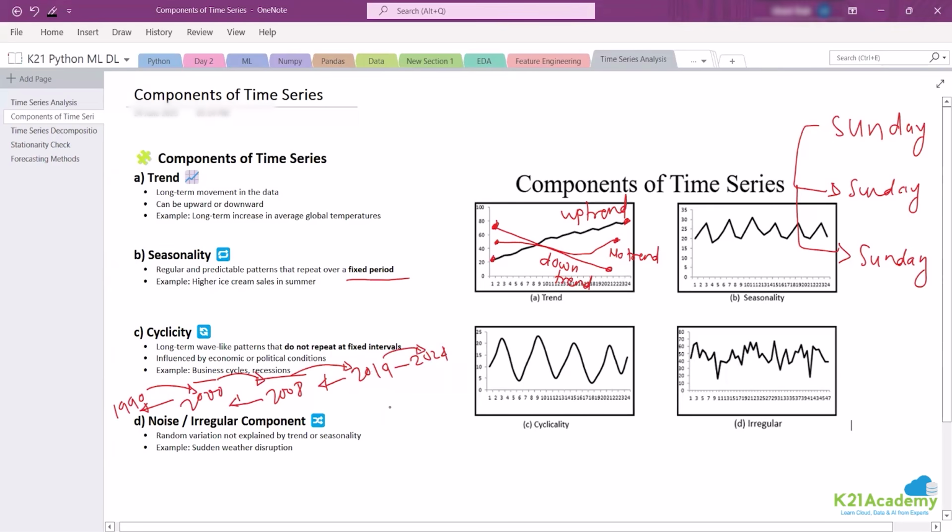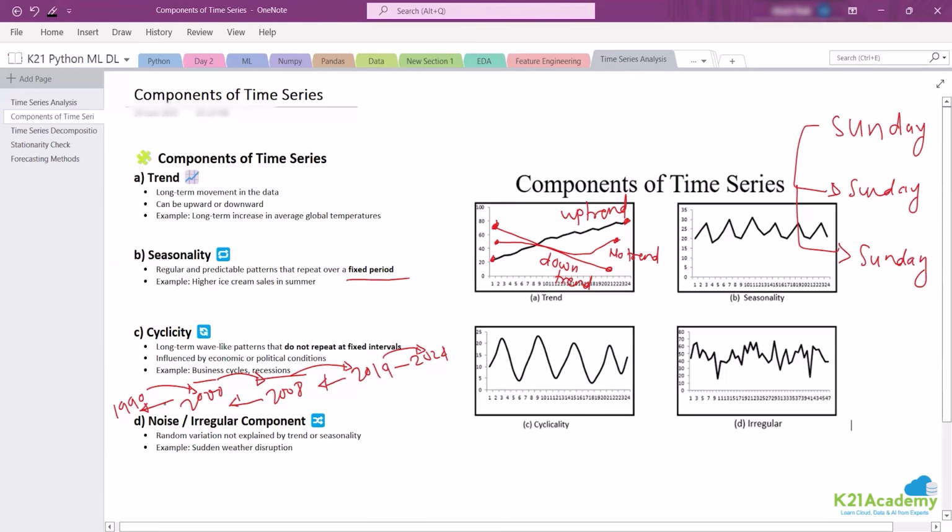In a recession, the economic condition of a country is down, right? So no sales, GDP falling. This kind of pattern happens every time in a recession. But there is no fixed interval there, so this comes under cyclicity.